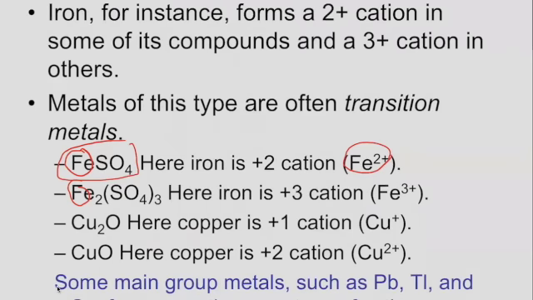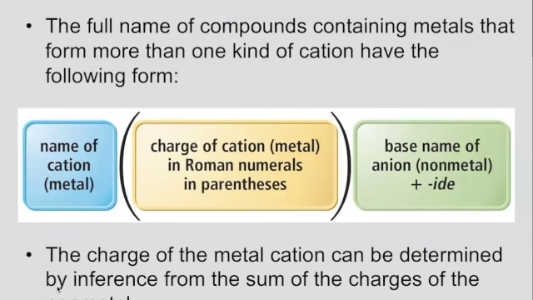Or for example, copper in this compound is carrying a +1. Second compound is carrying a +2. So you're going to have to tell us, notice this point, some metals such as lead, selenium, and zinc form more than one type of cation. So you have to be careful. That's why you have the periodic table that I gave you.